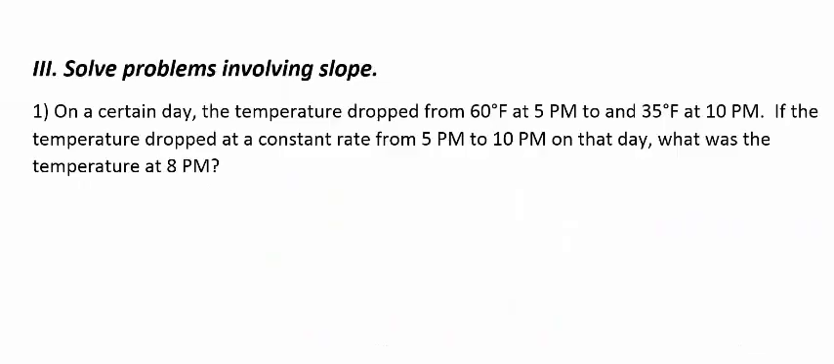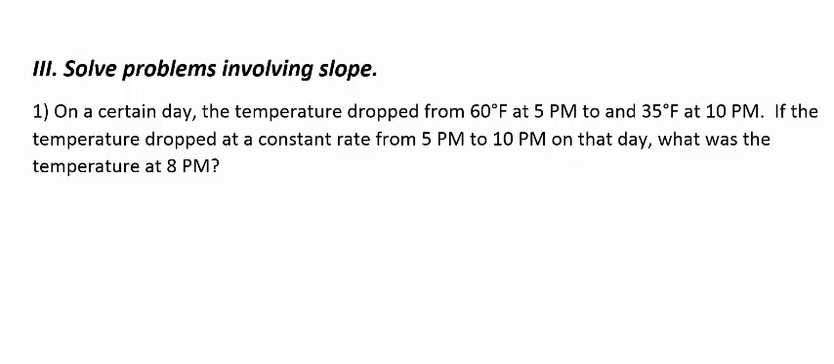In part 3, we're going to solve problems involving slope. On a certain day, the temperature dropped from 60 degrees Fahrenheit at 5 p.m. to 35 degrees Fahrenheit at 10 p.m. If the temperature dropped at a constant rate from 5 p.m. to 10 p.m. on that day, what was the temperature at 8 p.m.?